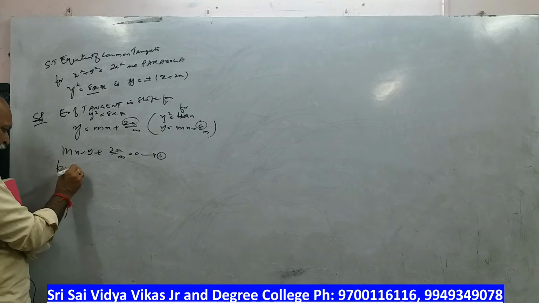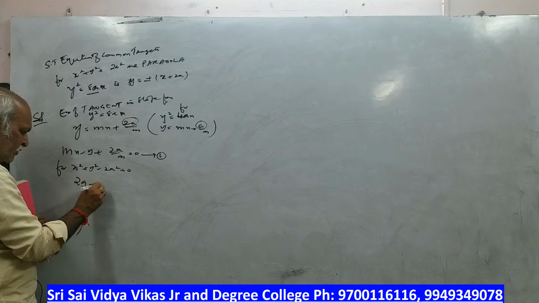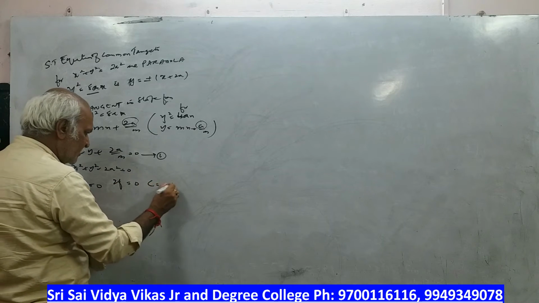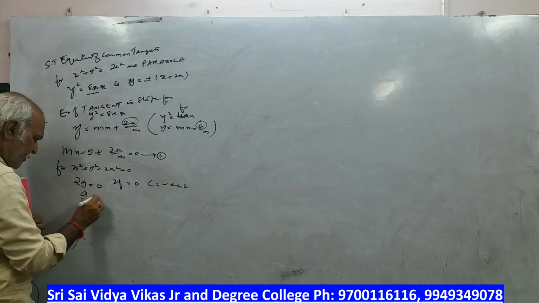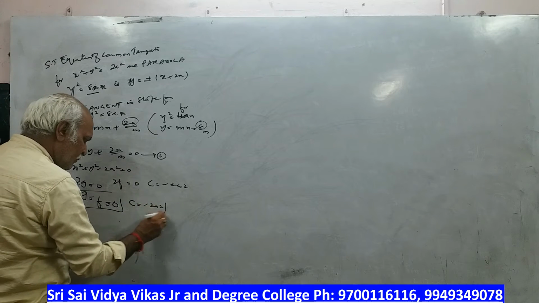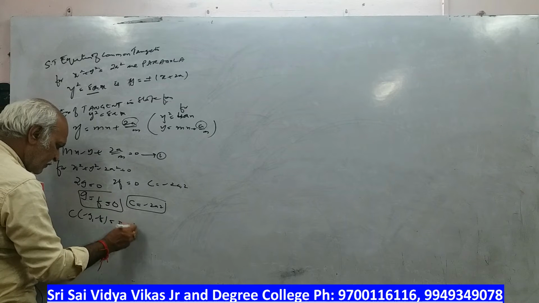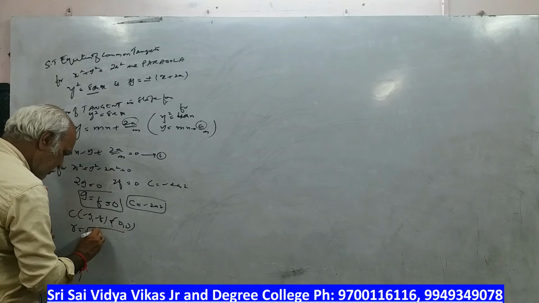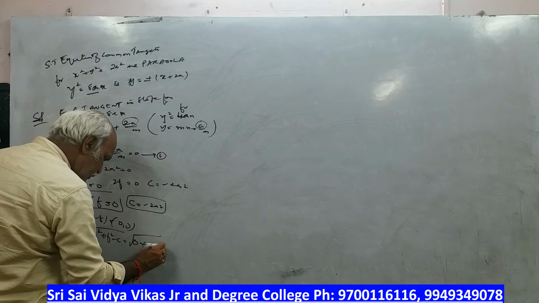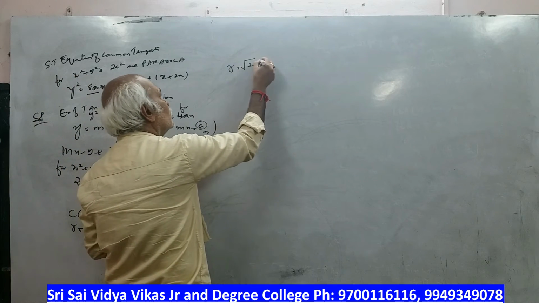So for the circle, 2g is equal to 0, 2f is equal to 0, c is equal to minus 2a square. The g value is 0, the f value is 0, and the c value is minus 2a square. Therefore, the center is minus g comma minus f, that is 0 comma 0. What is the radius? Root of 0 plus 0 plus 2a square. So r is equal to root 2a.